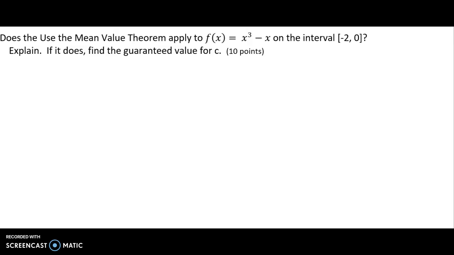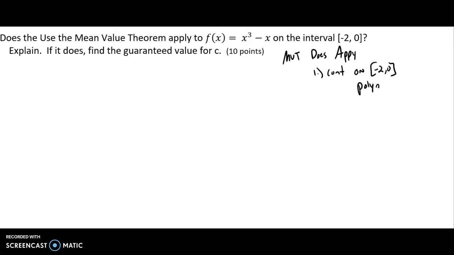Okay, so the mean value theorem does apply to this polynomial function because a polynomial function is continuous and differentiable for all values of x. So there's really just two conditions, right? Continuous on the closed interval.